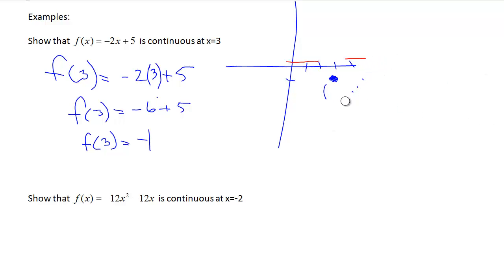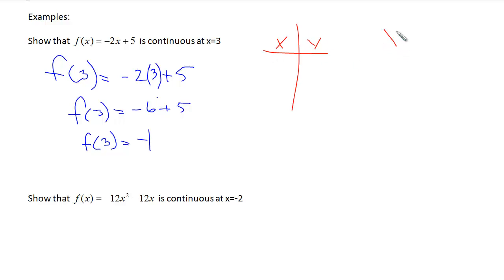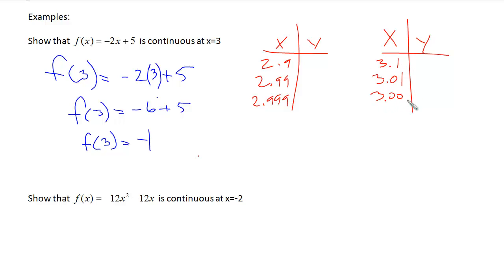And we can do that pretty simply with a couple of tables. So I'll make a little table here, x, y, a second one. Now I want to come at this from the left side. So I'm approaching 3 from the left, so I'm going to come at it at 2.9, 2.99, 2.999. I'm coming at it from the left, slightly below the value. And then when I come at it from the right, we'll start at 3.1, 3.01, 3.001.